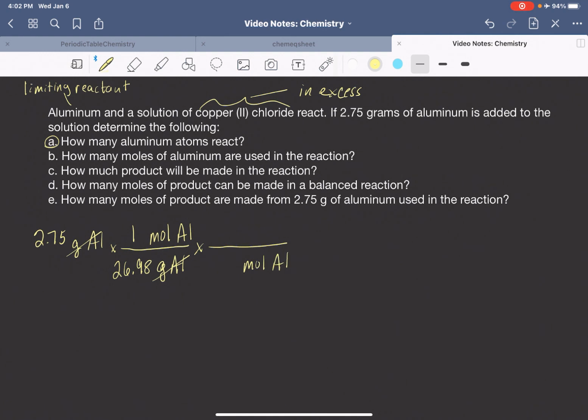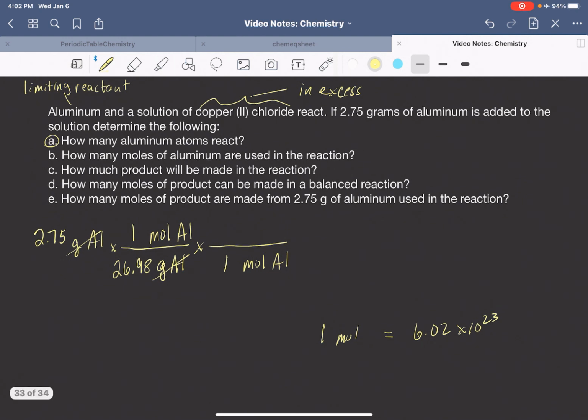And in one mole of anything, 1 mole of anything, doesn't matter what it is, there are 6.02 times 10 to the 23rd molecules or atoms or ions, whatever the case may be, right? So here we want to know how many aluminum atoms react. Well, if we had 1 mole of aluminum, then that means we would have 6.02 times 10 to the 23rd atoms of aluminum, okay?